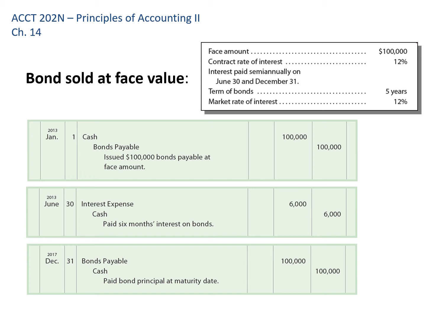When the bonds mature at the end of the 5-year period, I'll pay out cash of $100,000 and I'll debit my bonds payable to take the liability off my books. So that's straightforward. That's when bonds are issued at face value. And again, that's what most companies endeavor to do.